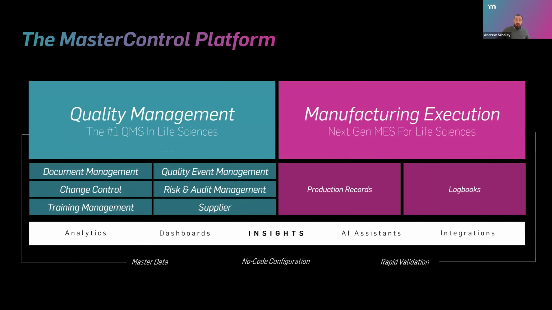If we break down what's included on that platform from a functionality perspective, this is what we're seeing. We're going to be focusing on the right-hand side today on manufacturing execution. We call that module within our platform MX. It's a completely no-code MES for electronic batch records and electronic logbooks. But over on the left-hand side, maybe where you've heard about us before, for 30 plus years we've been delivering quality management systems to the life science industry. We've got over 1,200 customers as of today.